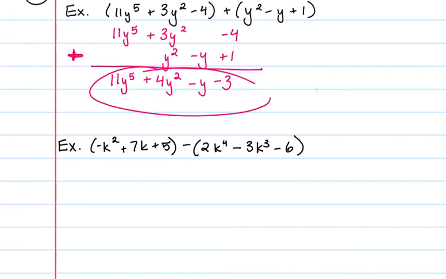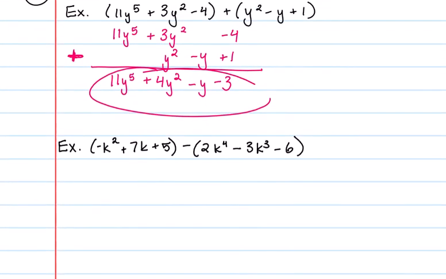In this second example here, I'm going to line them up horizontally and just leave them the way that is. I am going to distribute that negative sign, so it is like multiplying every term by negative 1. So I'm going to rewrite it. Negative k squared plus 7k plus 5 minus 2k to the fourth plus, because a negative times a negative is a positive, plus 3k to the third plus 6. And then I'm going to reorder them and group them in decreasing exponential order.